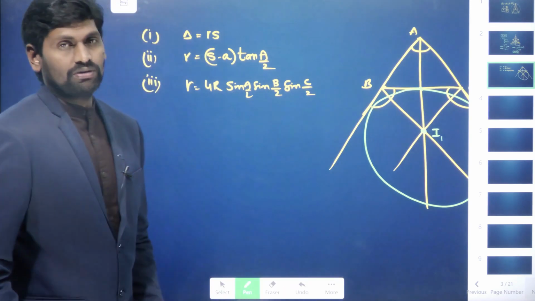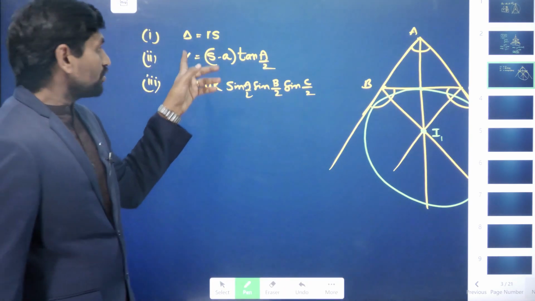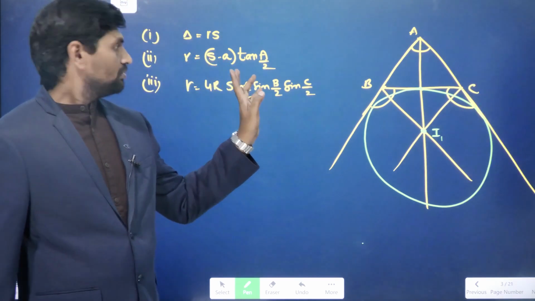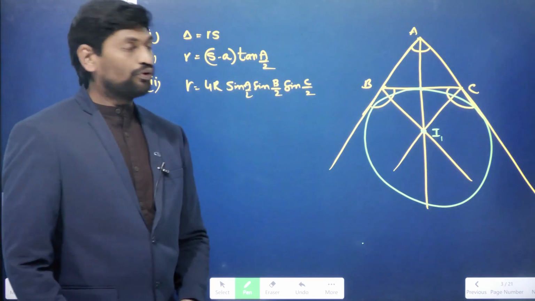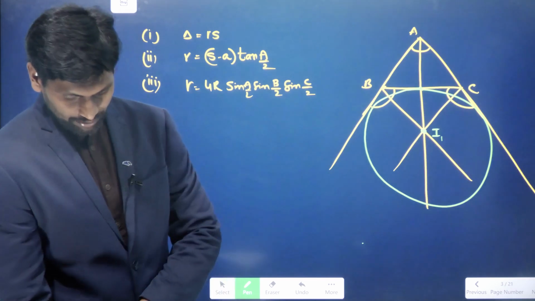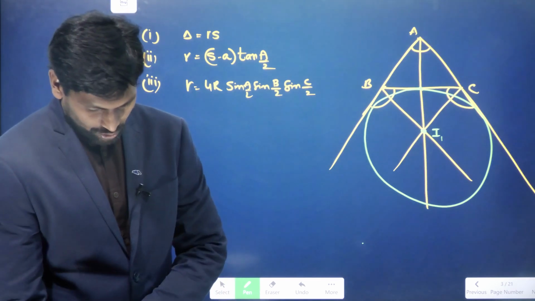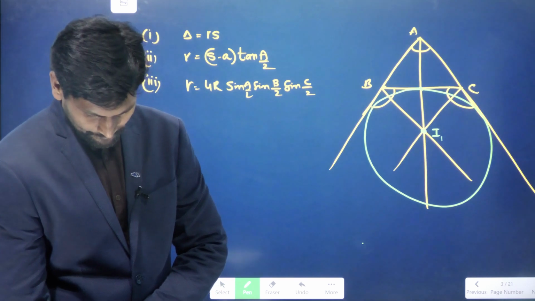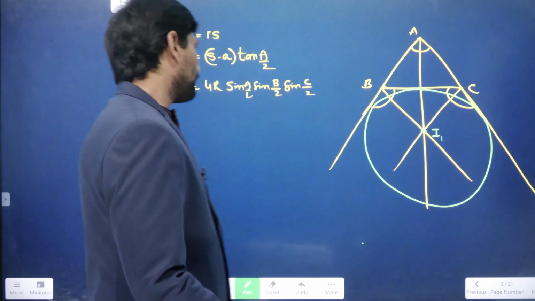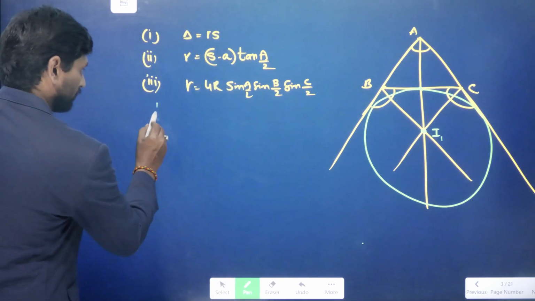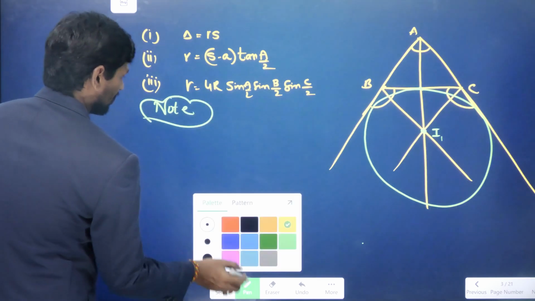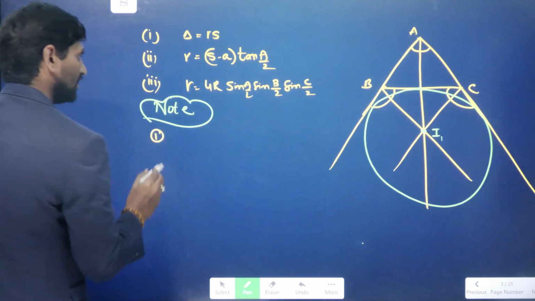You can just remember the formulas: r equals (s minus a) into tan A by 2, and r equals 4R sin A by 2 sin B by 2 sin C by 2. So these are the main formulas, and let us take some note points here. These are all important points. Please remember these formulas also, because to solve the problems in this exercise, we will use them.